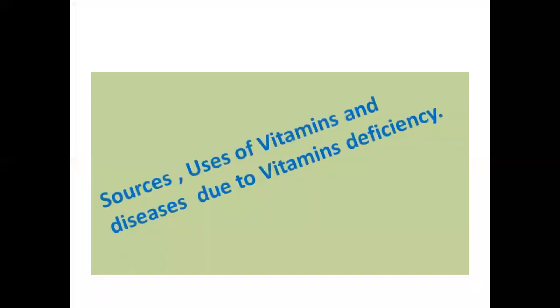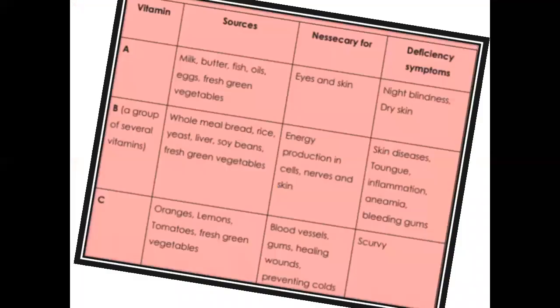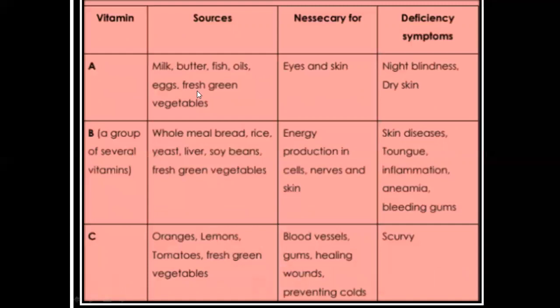Now, sources, uses of vitamins and diseases due to vitamin deficiency. In other words, you can say the importance of these vitamins. Vitamin A is present in milk, butter, fish oil, eggs, fresh green vegetables, and it is necessary for eyes and skin. Deficiency of vitamin A may cause night blindness and dry skin.